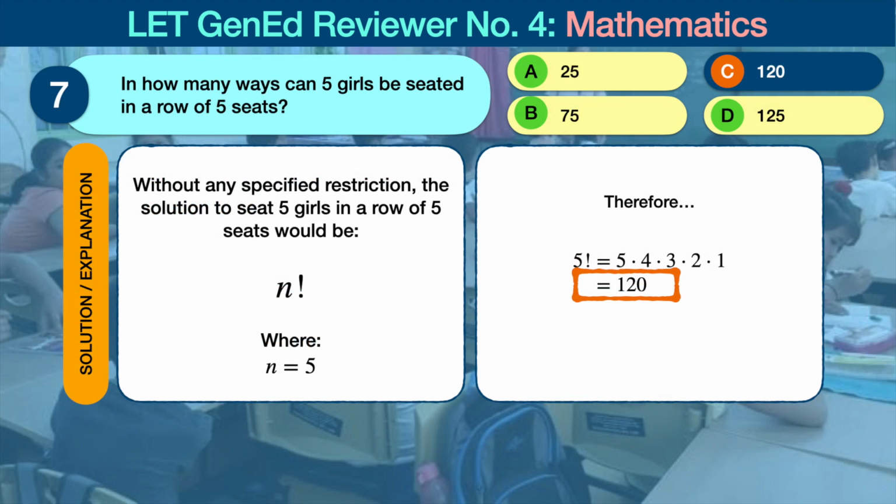The correct answer is C. 120. Without any specified restriction, the solution to seat 5 girls in a row of 5 seats would be n factorial, where n equals 5. Therefore, 5 factorial equals 5 times 4 times 3 times 2 times 1 equals 120.